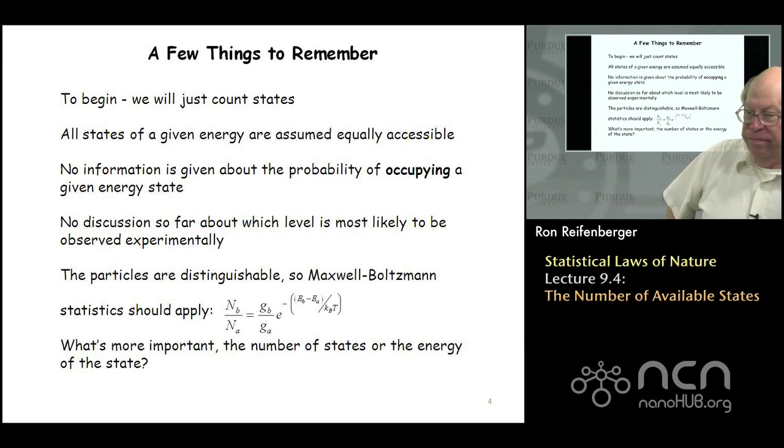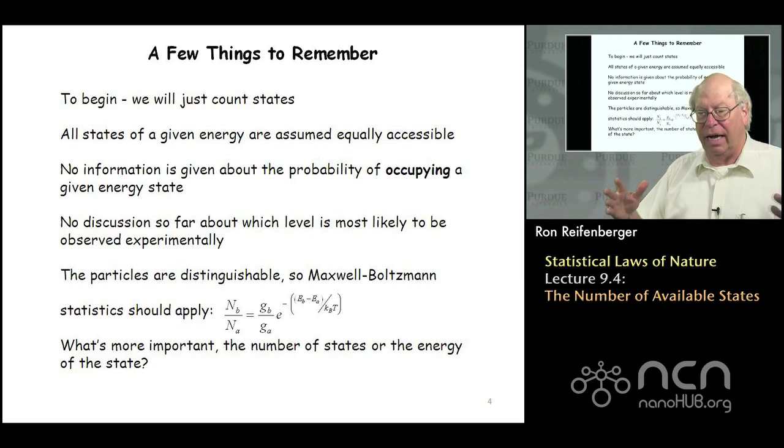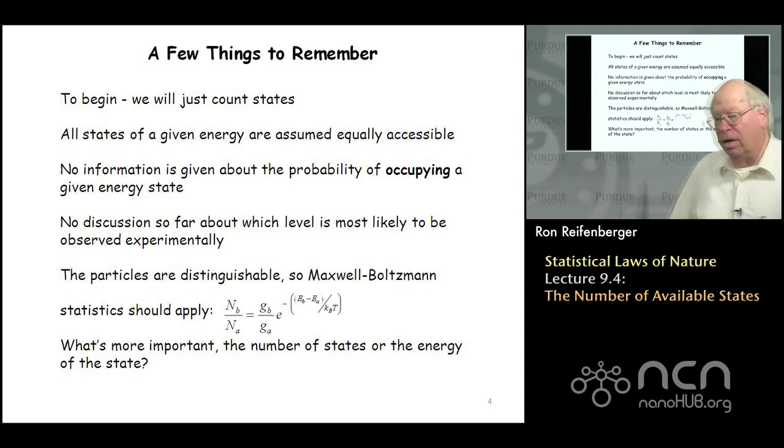So there's a few things to begin with. All the states at a given energy we're going to assume are equally accessible. We're going to say that no information is given about the probability of occupying a given state ahead of time, up front. This is something that we're going to have to calculate. Our initial discussion is not going to concern ourselves with which level is the most likely level for a particle to be observed experimentally.